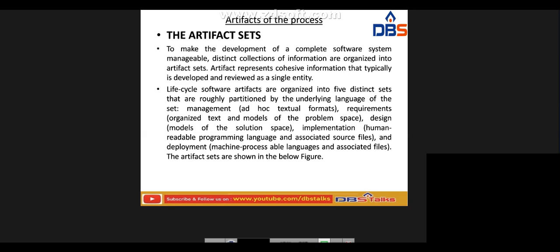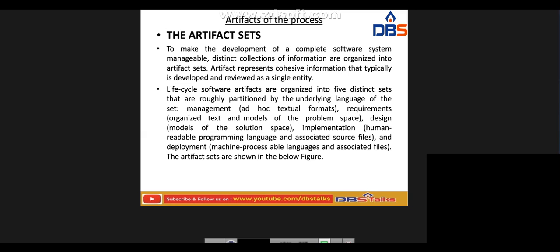Next, artifacts of the process, that is the artifact set. To make the development of a complete software system manageable, we have distinct collections of information organized into artifact sets. So we have to collect different types of information. Why? Because to implement a particular system we need different types of information organized into the artifact set, and an artifact represents a set of information that typically is developed and reviewed as a single entity.